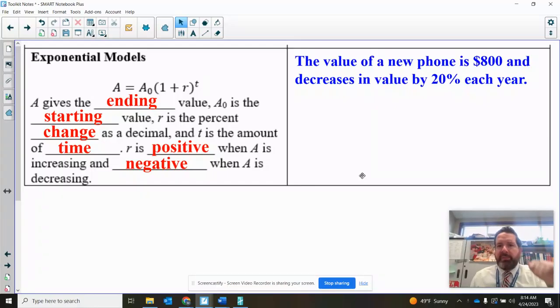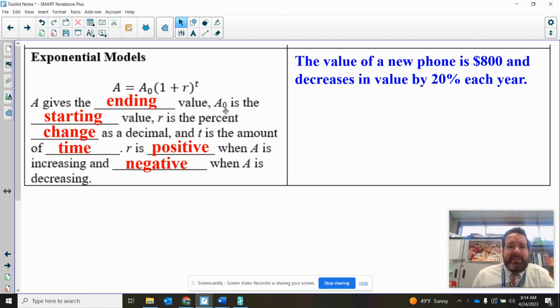And for the final part of the toolkit, we're setting up the exponential modeling equations, and they always follow this same pattern. It's important to know, though, what the different quantities represent. So the A over here by itself, that is the amount you end with. So if we're talking about money, that's how much money you have at the end. If we're talking about populations, that's how many people there are at the end.